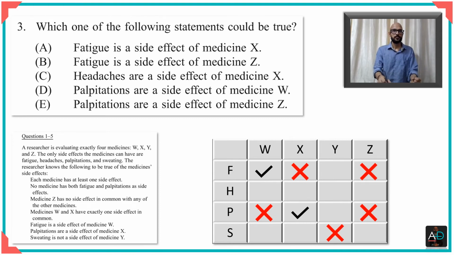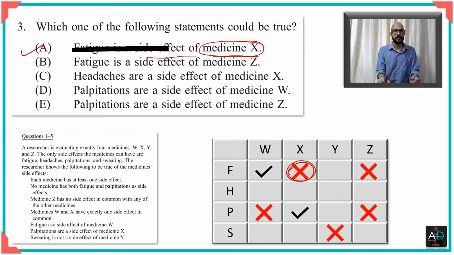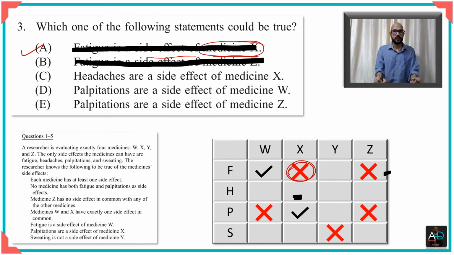Obviously now we have to look at them option by option. Let's go for option A. It says fatigue is a side effect of medicine X. Oh no, I eliminate the first option because it is a bad option. Okay, let's get rid of this. Next, fatigue is a side effect of medicine Z. Absolutely not. So I eliminate this too. It says headaches are a side effect of medicine X. Okay, so this is empty. This is vacant here. So this is possible. Like I said, it could be. So we keep this. Let's look at option D.